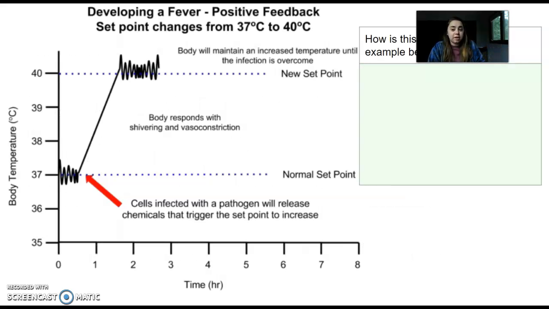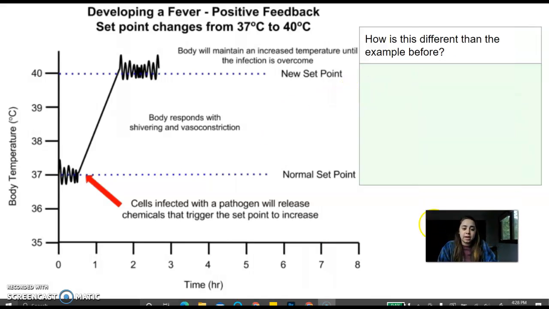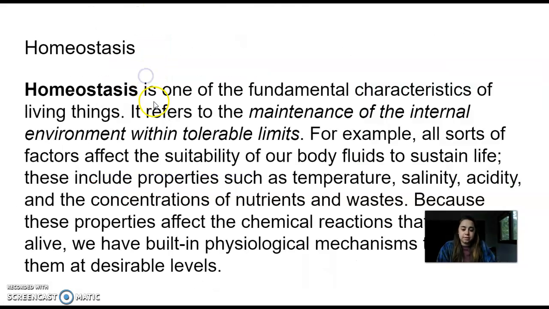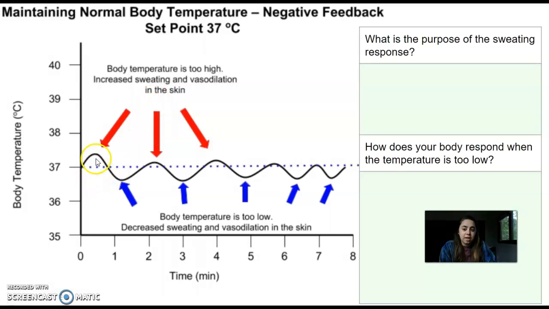So if we look back at our examples, this is positive feedback, because all of a sudden I'm increasing the change. I want my body to increase in temperature because that's where I fight off the infection better. If I look at here, I want to keep going back to that 37 degrees. And this is negative feedback because I want to keep going back to that same temperature.